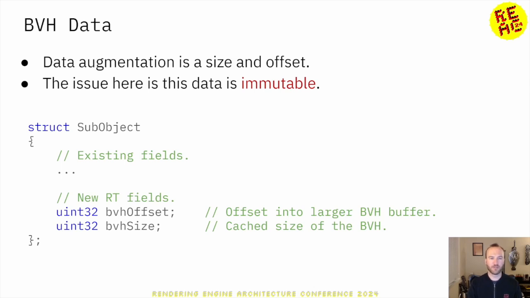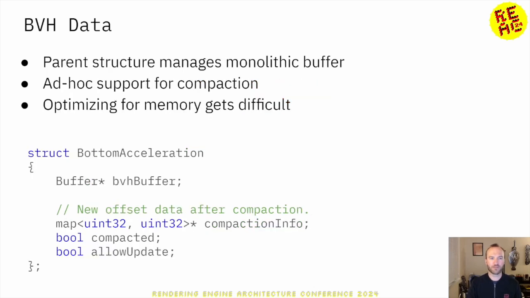New fields are added to the subobject structure for the size of the BVH and its offset into this monolithic buffer. The important thing to note here, because it's going to become an issue later, is that because subobject is a serialized object, written at data build time and loaded at runtime, its data is technically immutable. Now, we abuse this slightly by creating a singular allowable time to mutate the data on load, at which point the BVH buffer for the appearance is allocated, BVH is created, and offsets recorded into the subobjects.